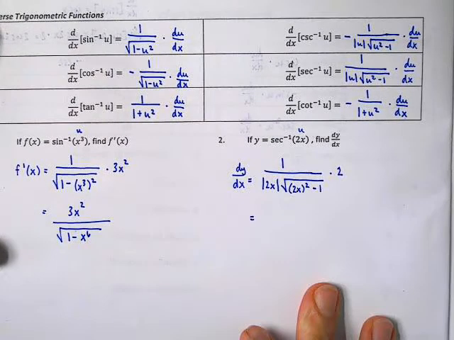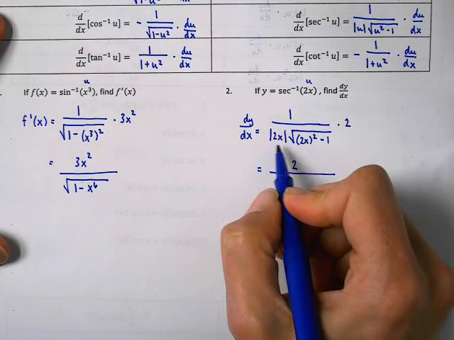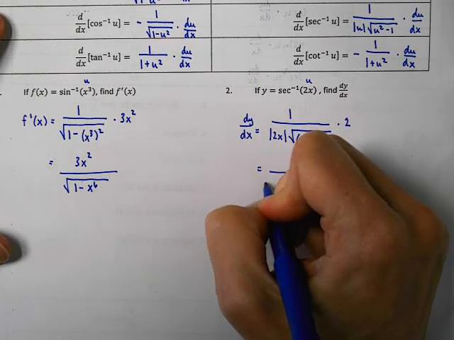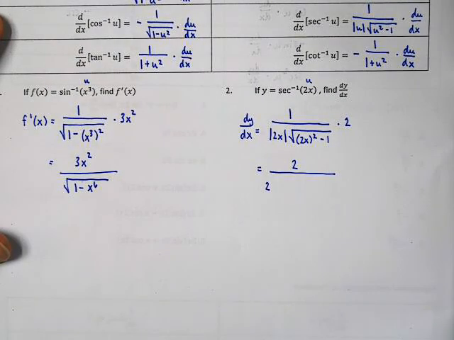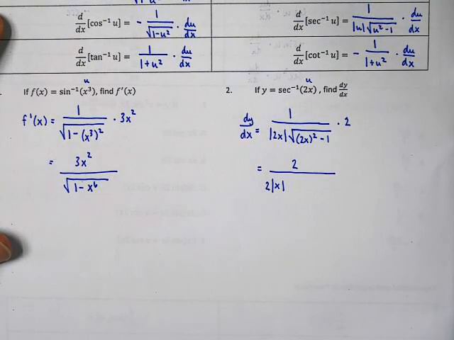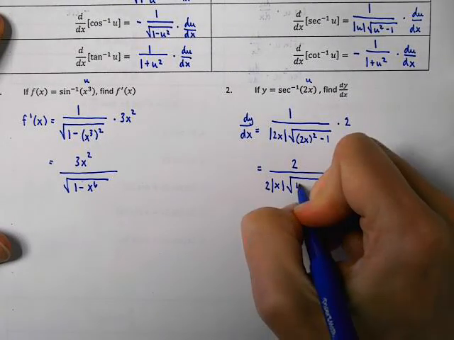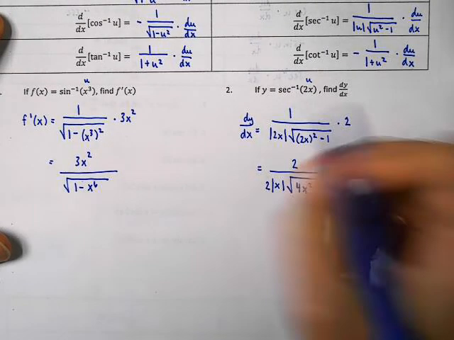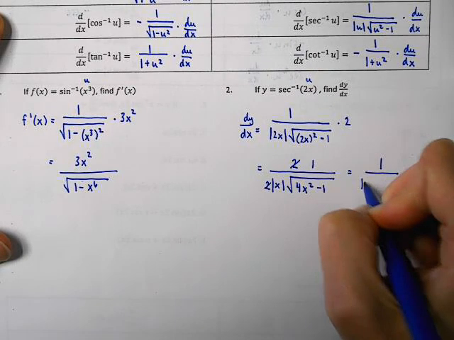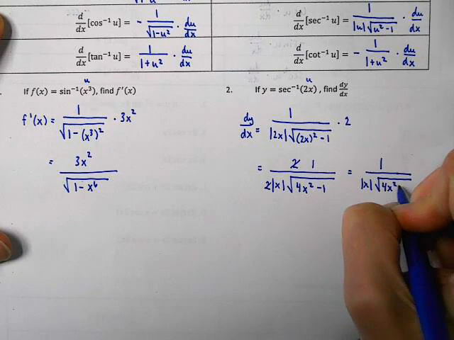Now, there's a few things I'm going to do here to simplify. I'm going to put this 2 on top. Now, when I look at my absolute value of 2x, since 2 is positive, I can just pull that out front. And I'm going to leave my absolute value of x because I need to control that sign. Now, inside, I'm going to simplify this. So I have 4x squared minus 1. And the last thing I'm going to do is cancel these 2's. So my derivative is 1 over the absolute value of x times the square root of 4x squared minus 1.